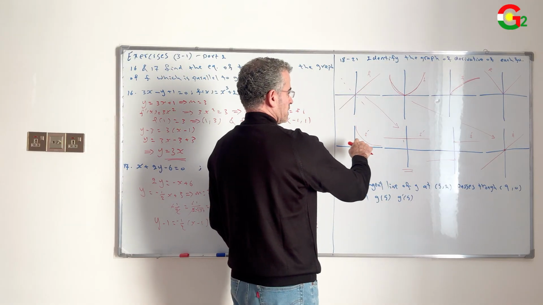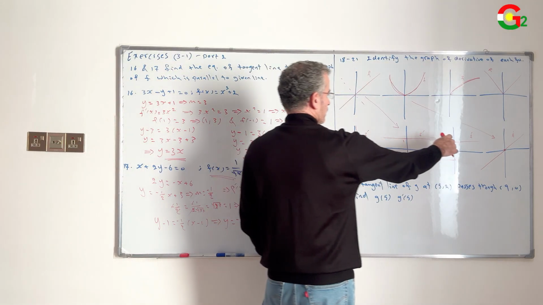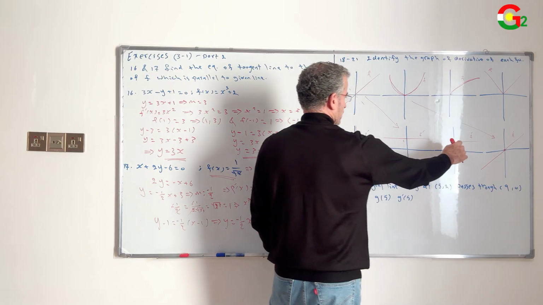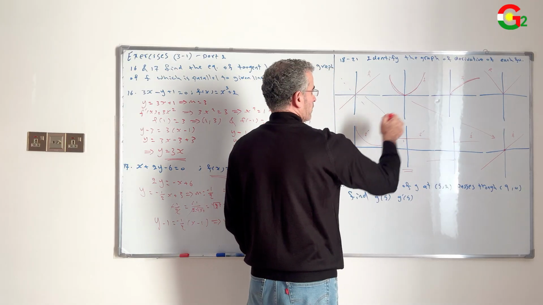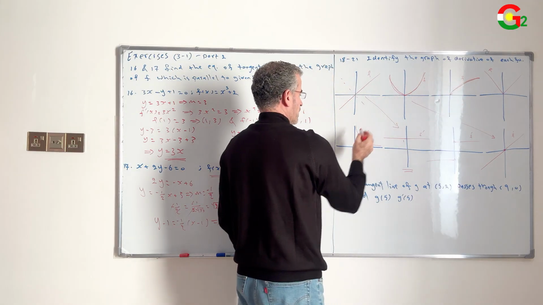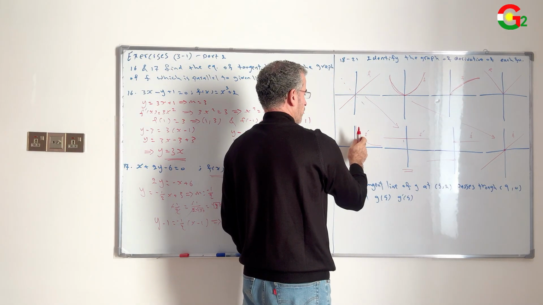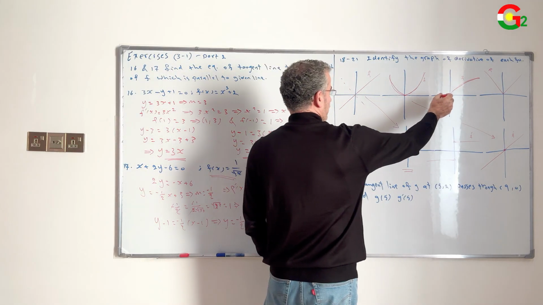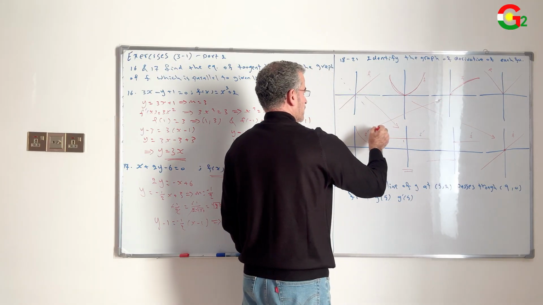Over the x-axis, it is this graph and this graph. But since the domain of this function is from 0 to infinity, the graph also should be from 0 to infinity. Then the graph of this function is A.